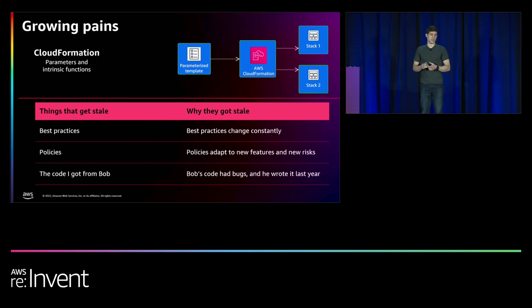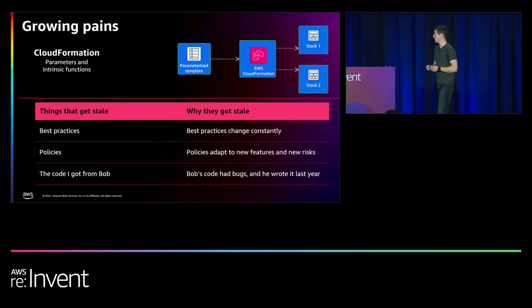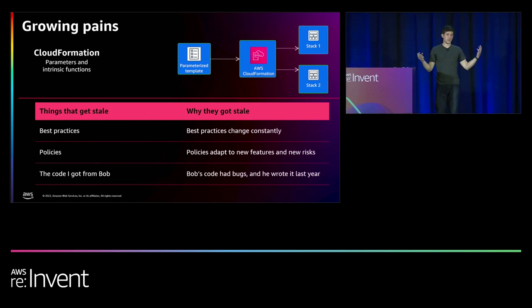So best practices, right? For us, it's Fargate Spot in lower environments. That's new, so if you deployed 3 years ago, you might not have that, so that's stale. Policies, you know, TLS policies change all the time, right? So if you're on the old version of TLS, that's stale, right?